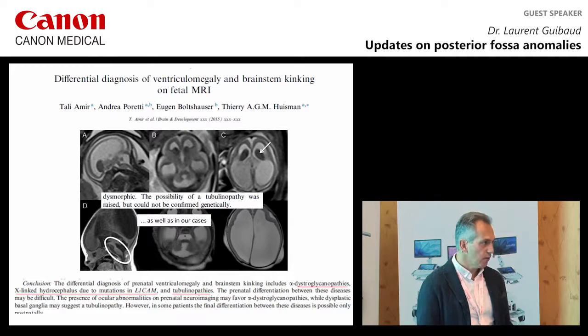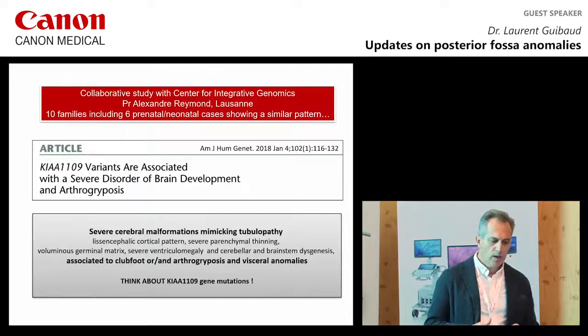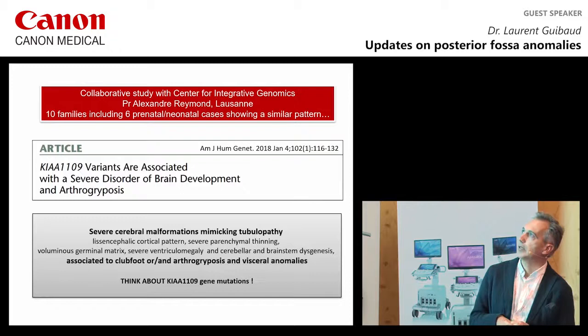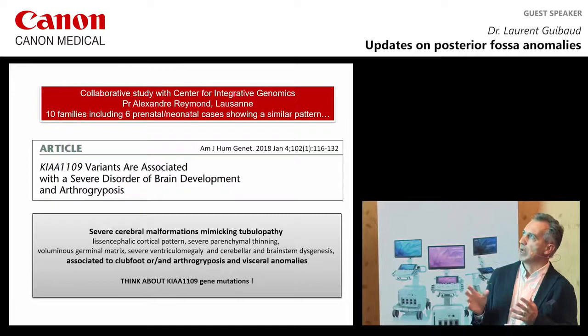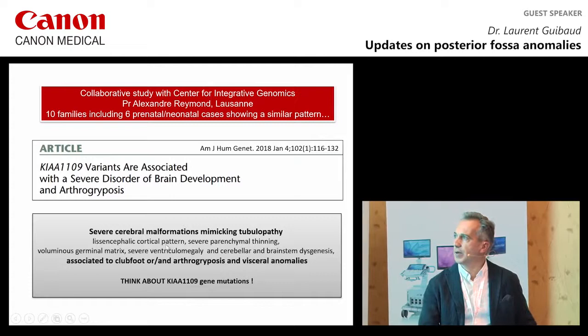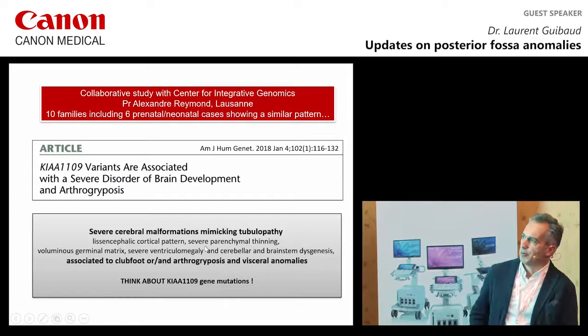Because of that, we did a whole exome sequencing, and a new gene was in fact discovered, this gene. And we recently published a collaborative study with Alexandre Reymond from Lausanne, including 10 families, and we have 6 prenatal or neonatal cases showing exactly the same pattern, which includes severe cerebral malformation, mimicking the most severe cases of tubulinopathy, with a lissencephalic cortical pattern, severe parenchymal thinning, voluminous germinal matrix, severe ventriculomegaly, and cerebellar and brainstem dysgenesis.